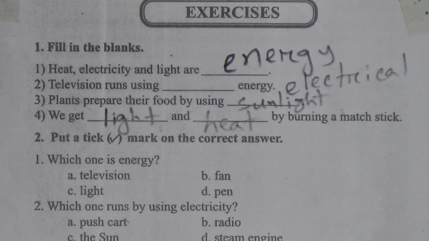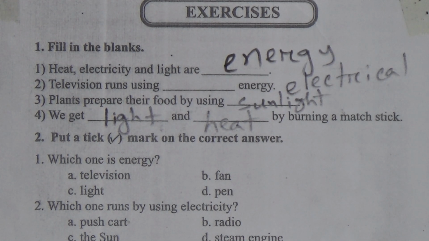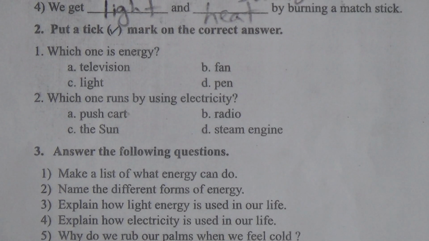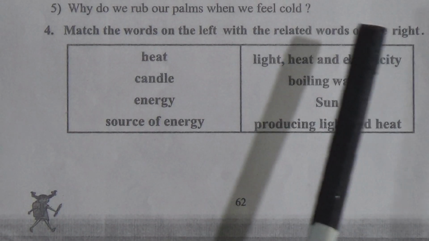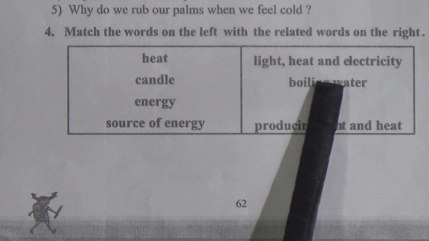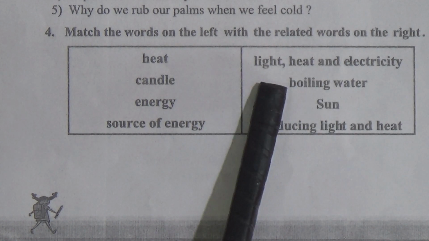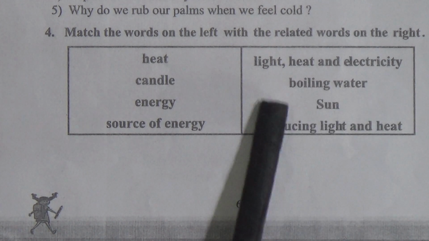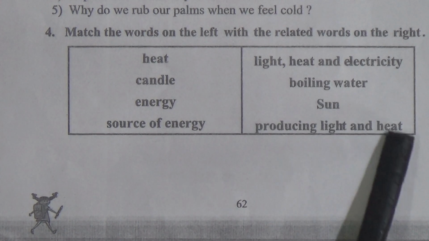Now we solve matching. On the right side, here are given the options heat, candle, energy, source of energy, and on the left side here are given light, heat and electricity, boiling water, sun, producing light and heat.